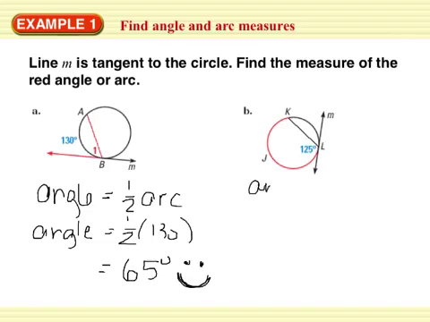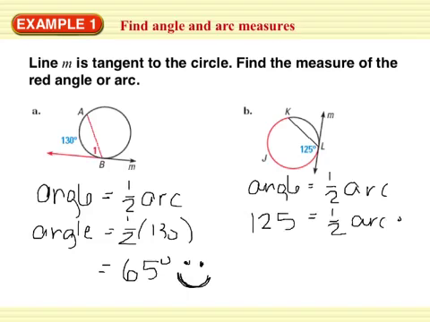Alright, let's try B. We know that the angle is 1/2 the arc. And here we're given the angle measurement, and we're trying to find the arc. To solve for that, to get that fraction out of there, we multiply both sides by 2. And our answer is 250 degrees.